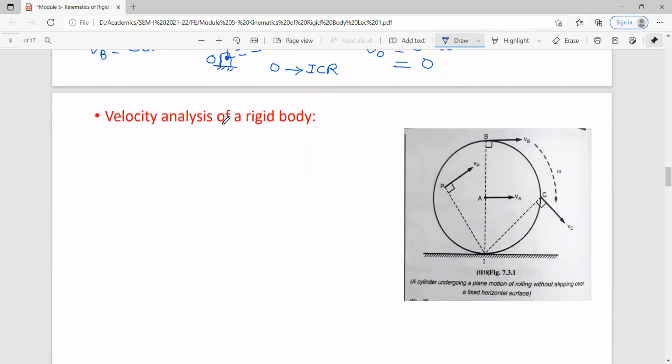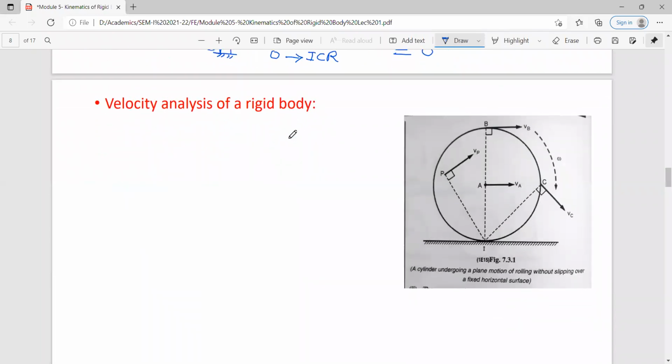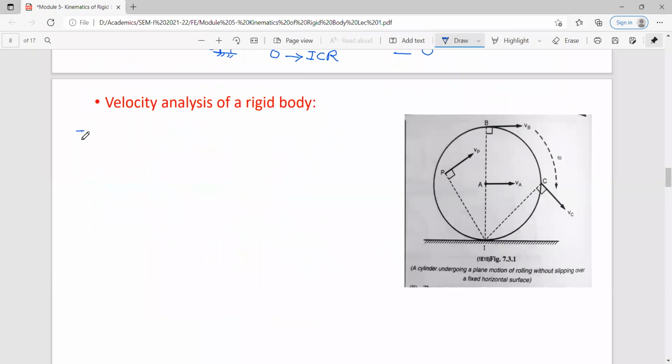Velocity analysis of a rigid body. So first of all, what is the ICR then? You remember that it is the point about which the whole body, the complete body, is considered to be rotating. That is called the ICR.